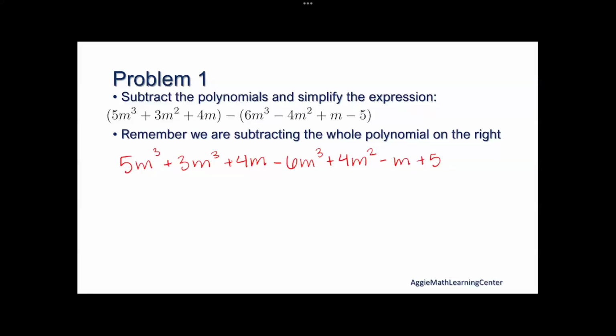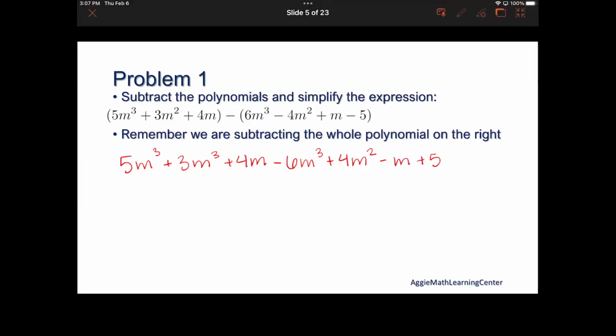Now, after we've distributed out that negative, how can we simplify this? You would subtract your powers of m, like m to the third minus m to the third, and m plus m. Exactly. We can combine like terms, which means that all of the variables that have the same power, so all of the m cubes, or all of the m squareds, and so on, we're going to combine the coefficients.